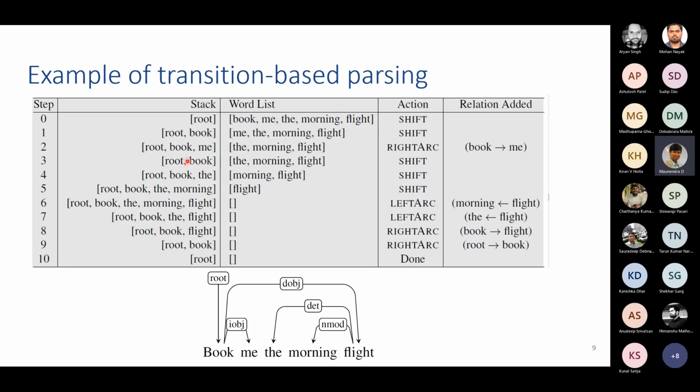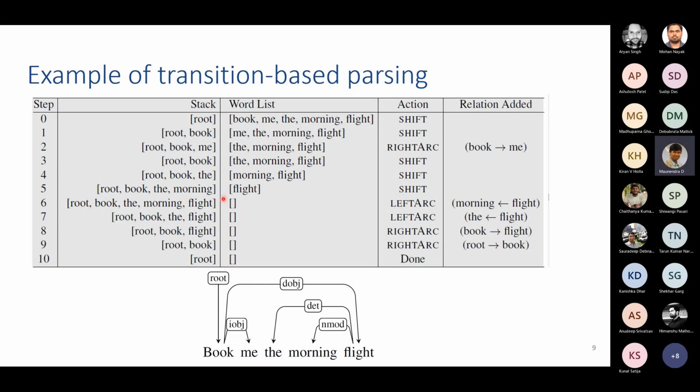So this is the part of the word list as input, and now the next action is shift. So the goes here. The next action is also shift, so morning goes here. Next also shift, so flight goes here. Now you see that the word list is empty, but still the algorithm will not terminate because the stack has not reached the goal state.